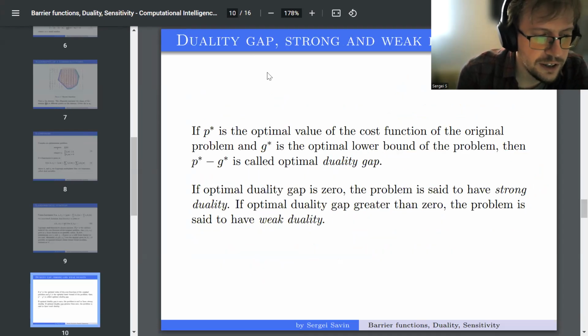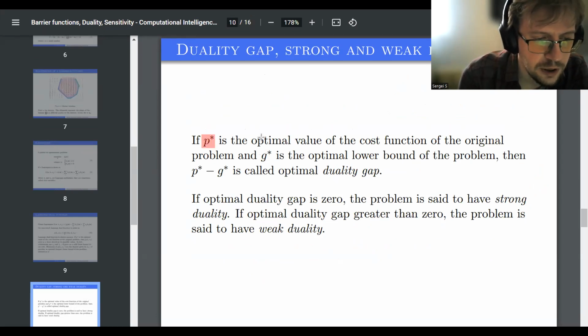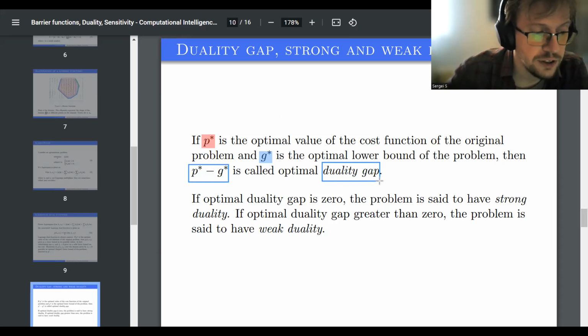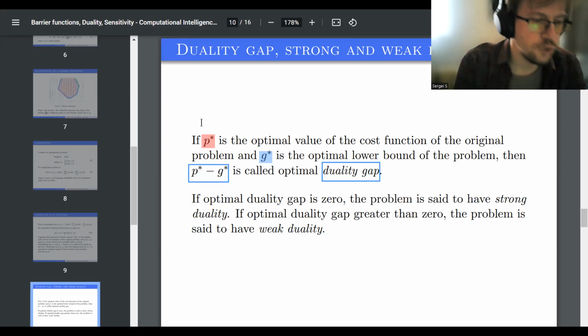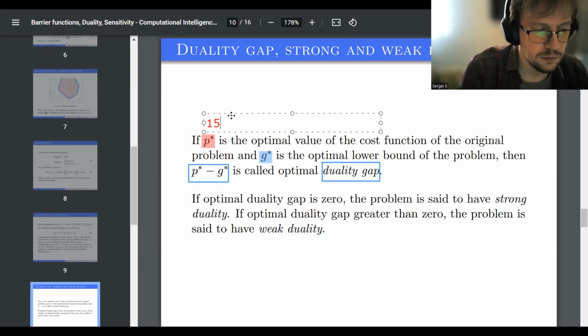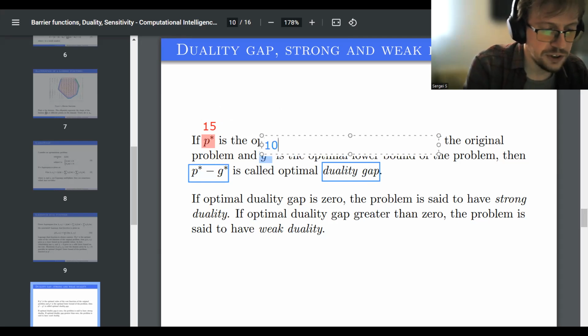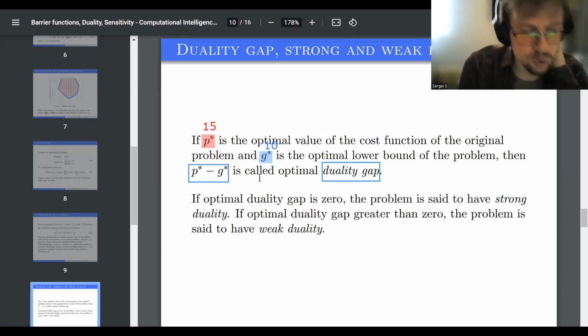Now, if P star is the optimal value of the cost function of the original problem, and G star is the optimal lower bound, then their difference is called the duality gap. So let's say the optimal value of our function is 15. That is P equal to 15. And let's say that the optimal lower bound is 10. That means that the duality gap is 5.